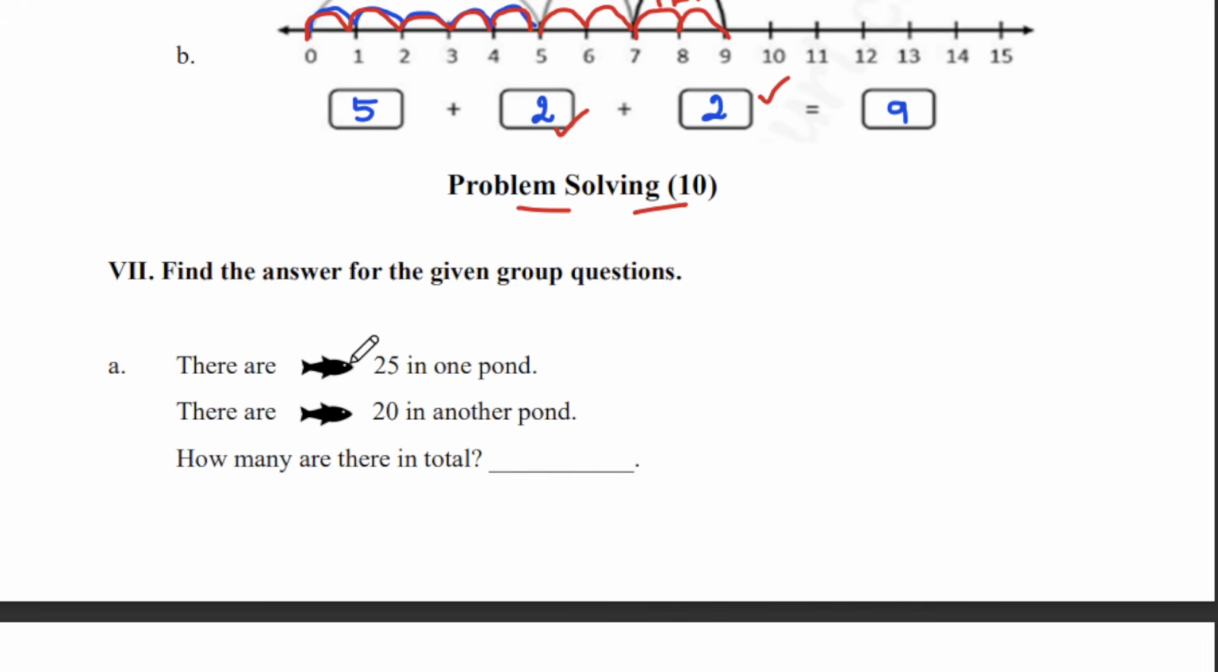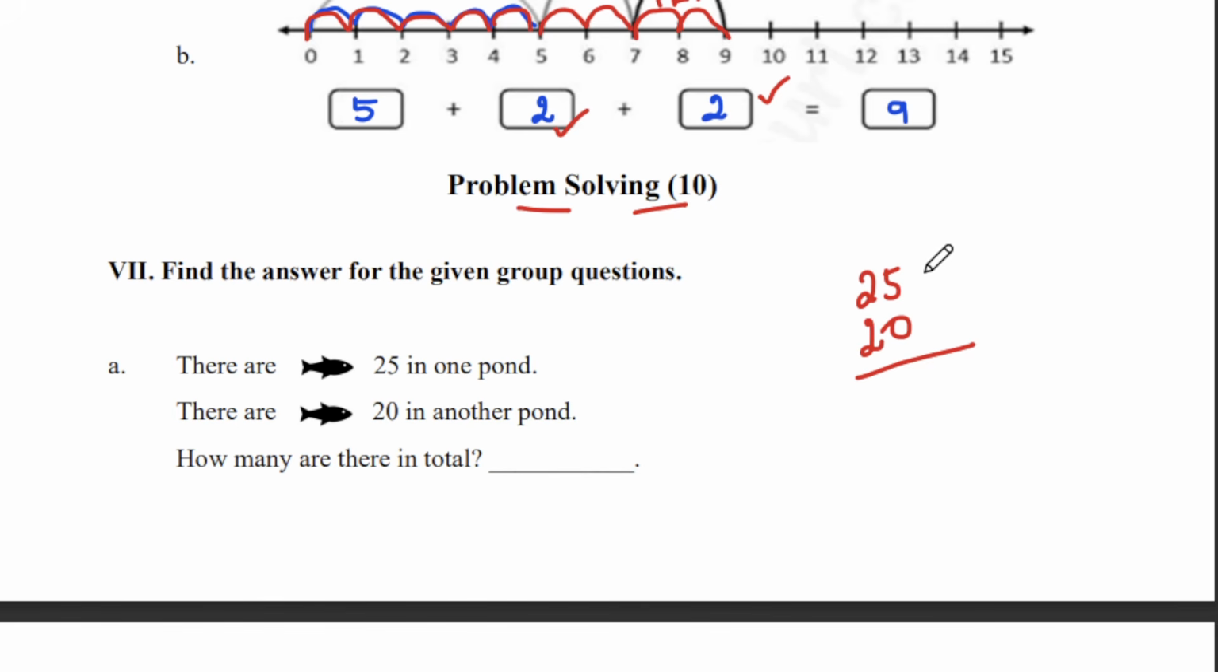There are 25 fishes in one pond. There are 20 fishes in another pond. So in one pond we have 20 fishes, and in another pond we have 25 fishes. So how many are there in total? We need to add these two numbers and find the total, students.